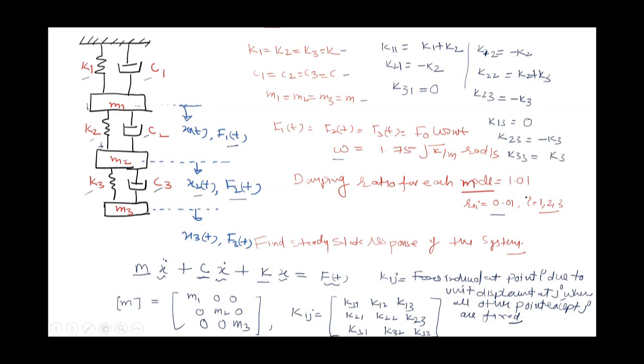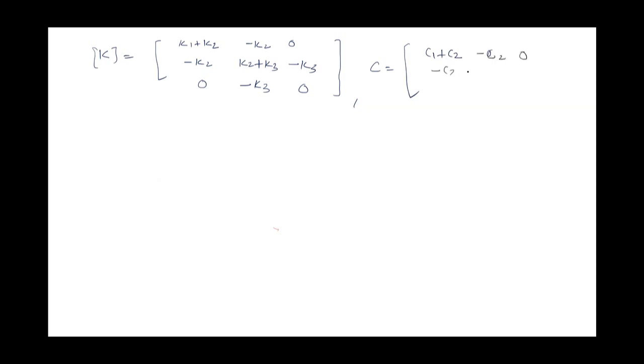So if we use this, our K matrix is [K1 plus K2, minus K2, 0; minus K2, K2 plus K3, minus K3; 0, minus K3, K3]. And the damping matrix also, because all the dampers are connected in parallel, in symmetry with respect to the springs, so C would be [C1 plus C2, minus C2, 0; minus C2, C2 plus C3, minus C3; 0, minus C3, C3]. So these are our stiffness, damping, and mass matrices.